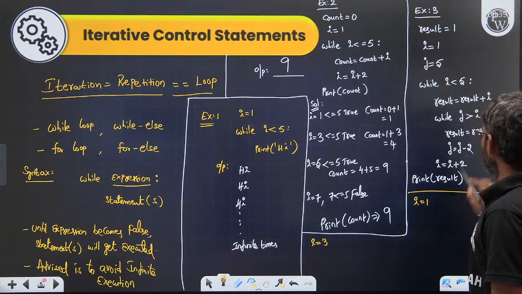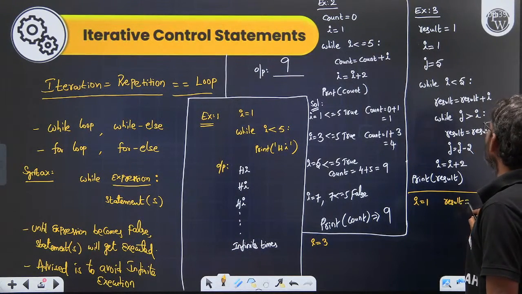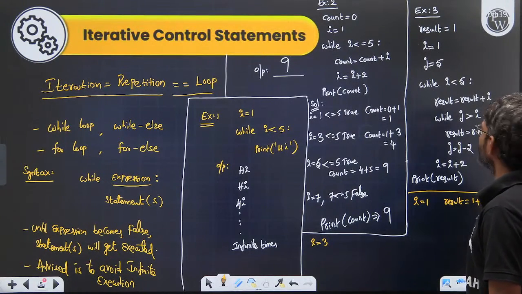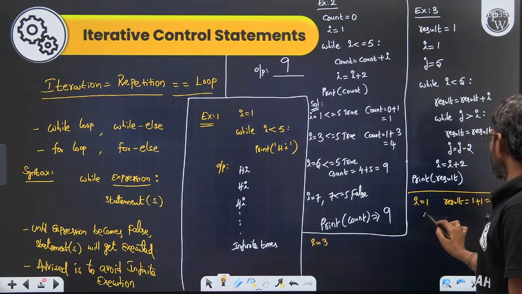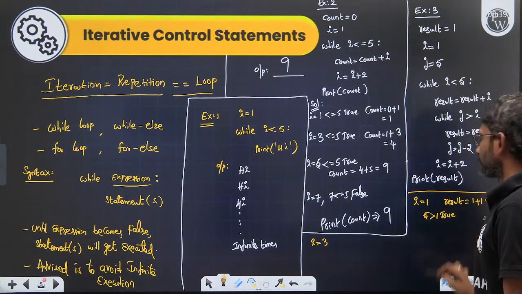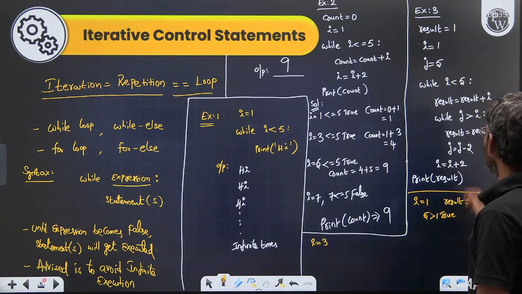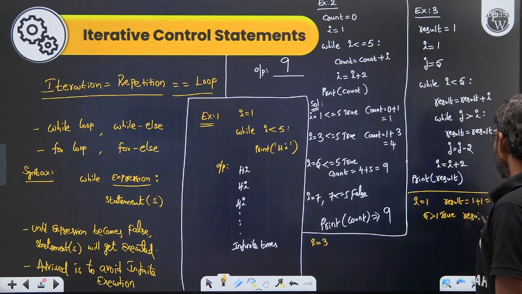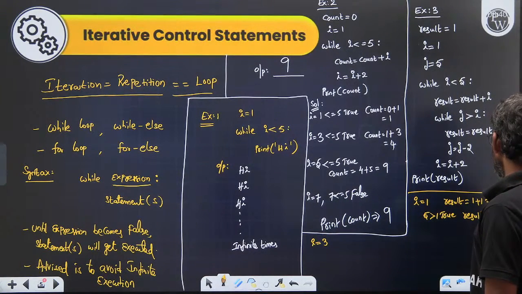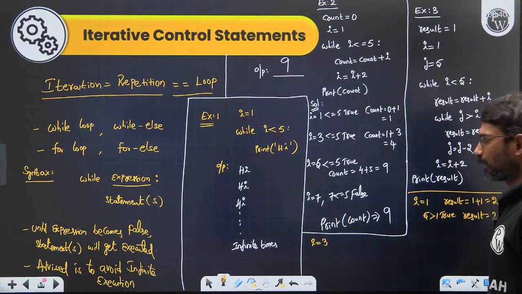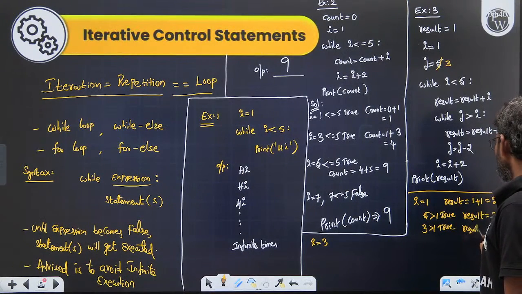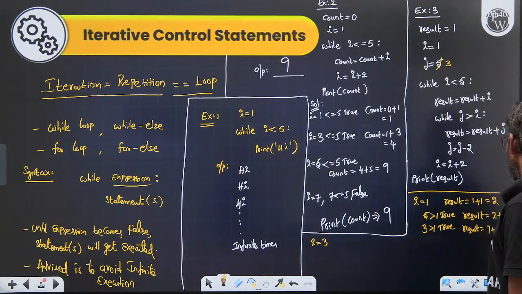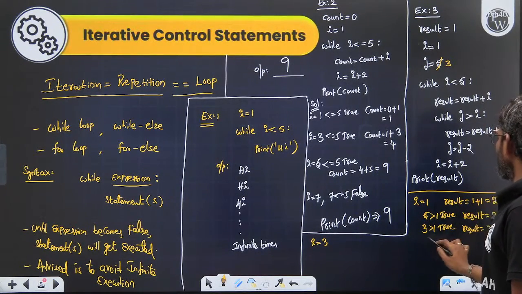Now when I is 1, result equals result plus I. So result will be 1 plus 1, that is 2. While j greater than I: j is 5, and 5 greater than 1 is true. So result equals result plus j, 2 plus 5, 7. Then j is decremented by 2, so j becomes 3. 3 greater than 1, true. Result is result plus j, 10. Then j becomes 1. 1 greater than 1, false.